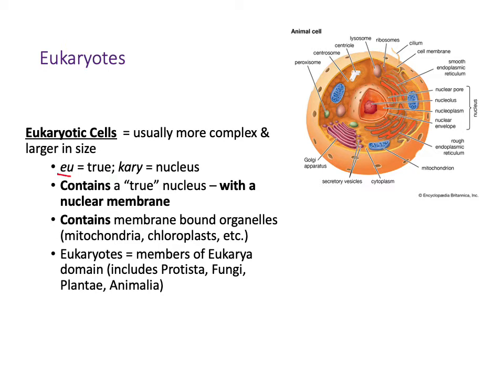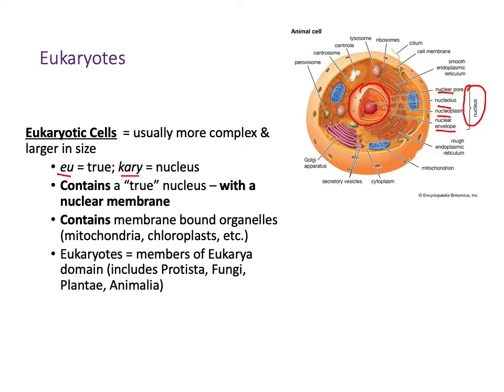The prefix eu means true, and kary again means nucleus. So these types of cells all contain a nucleus. And that nucleus is really important, and it can be divided into these substructures that I've underlined here. But the nucleus is always going to be found near the center of the cell, and it contains the DNA.